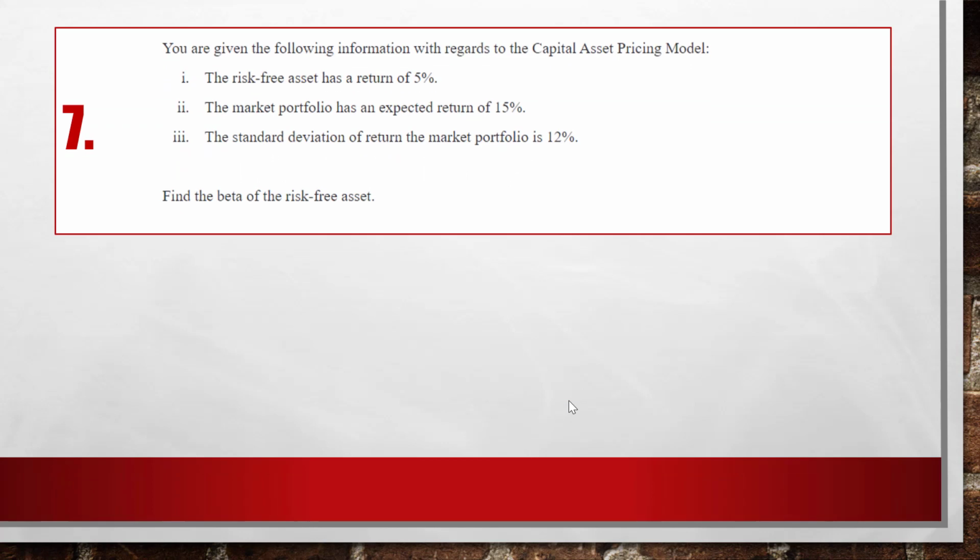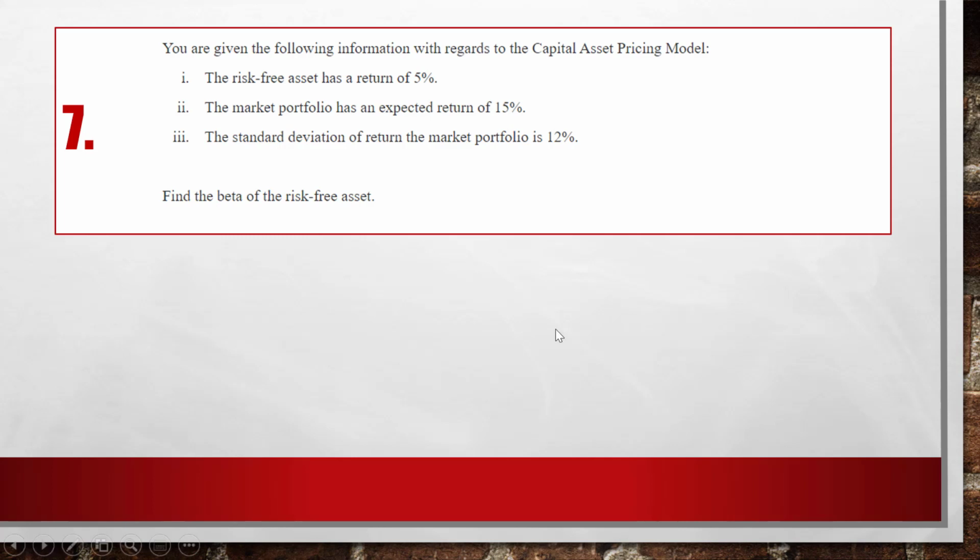Alright, problem number 7. You are given the following information with regard to the capital assets pricing model. The risk-free asset has a return of 5%. The market portfolio has an expected return of 15%. The standard deviation of return of the market portfolio is 12%. Find the beta of the risk-free asset.